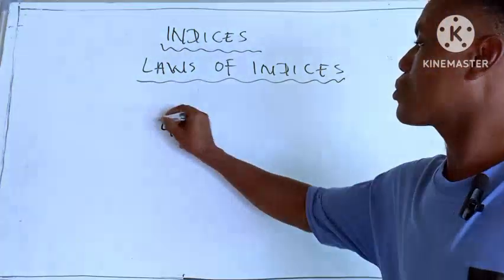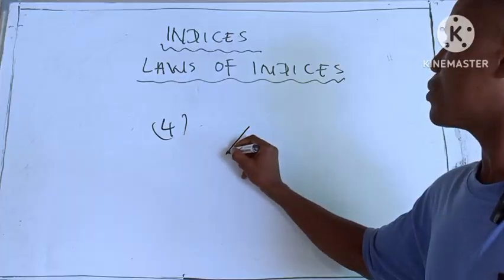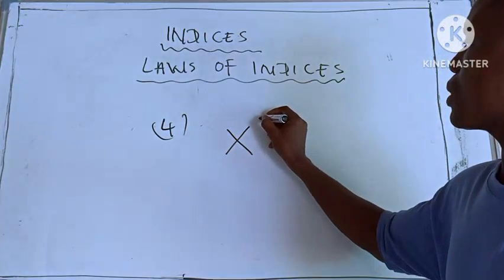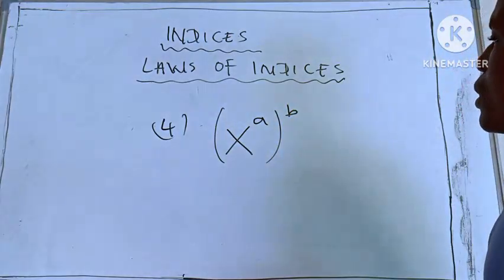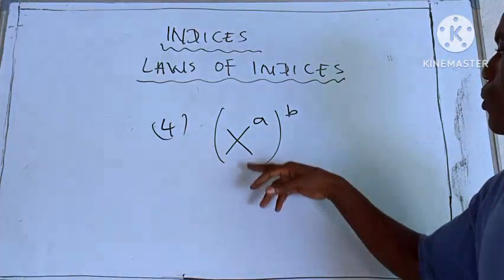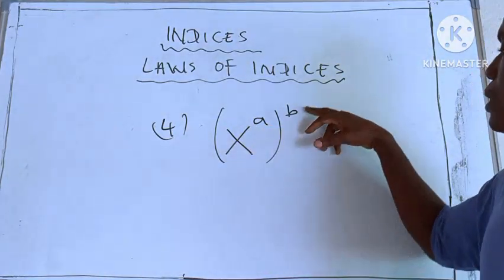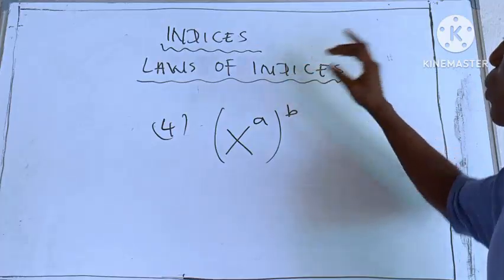Okay, let's move to the fourth law. Let's say we have x raised to power a, bracket open and close, raised to power b. Now look at this one. We have x raised to power a, right? Then bracket open and close, raised to power b.